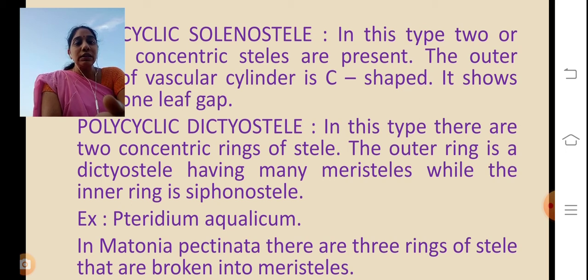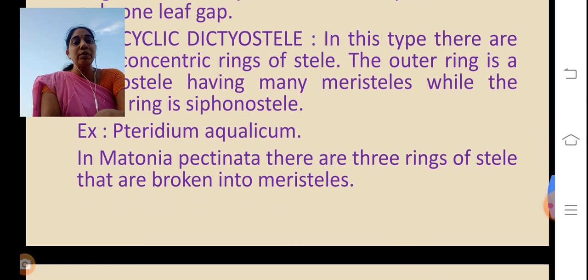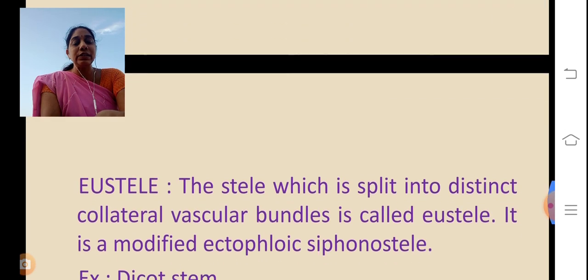So, in this type, there are two concentric rings of stele. The outer ring is a dictyostele having many meristeles, while the inner ring is siphonostele. Example: Pteridium aquilinum. In another example, Matonia pectinata, there are three rings of steles that are broken into meristeles. So, three rings of steles are present, all are broken into meristeles. So, this is about the polycyclic dictyostele.